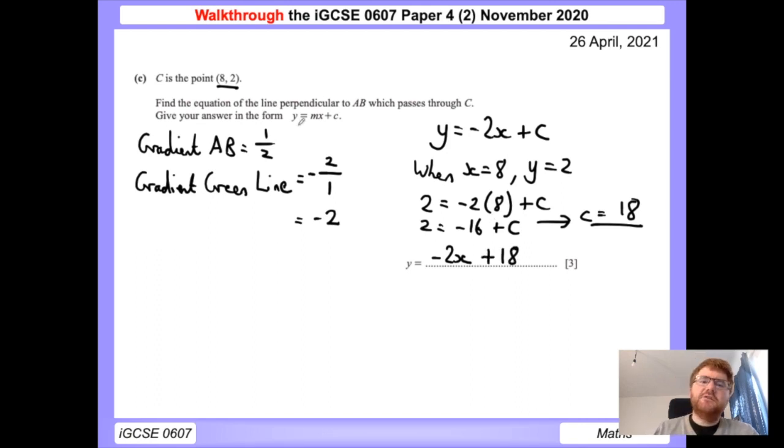Just be careful, it just wants a perpendicular line, it doesn't want a perpendicular bisector, i.e. you do not need a midpoint in this case.